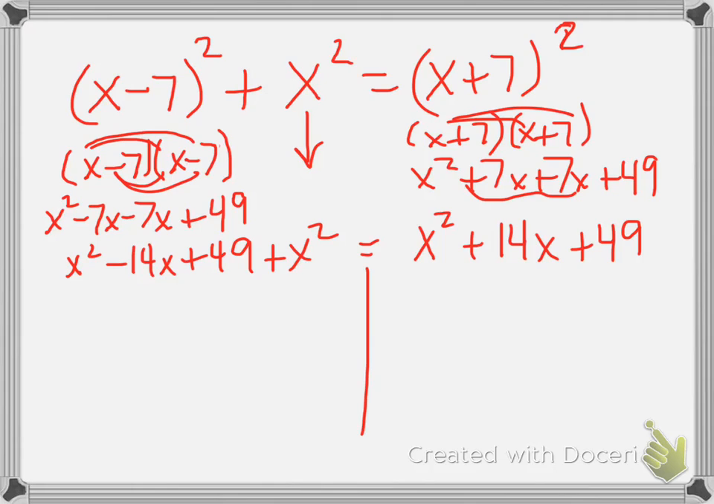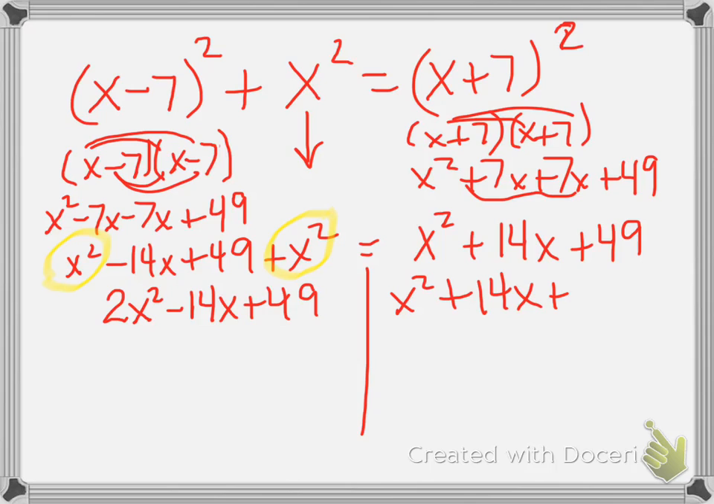Then if you notice there's two sides of the equation, so because there's like terms on this side, I can put these two together and make it simpler before I start. You don't have to, it just makes it easier. So I have 2x squared minus 14x plus 49. On the other side I still have the same thing because there's nothing I could put together over there. There's no like terms. So now I can start moving everything to one side and setting it equal to 0.